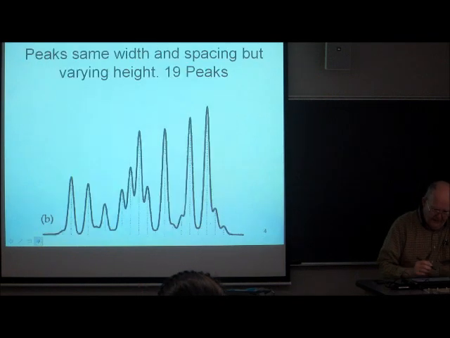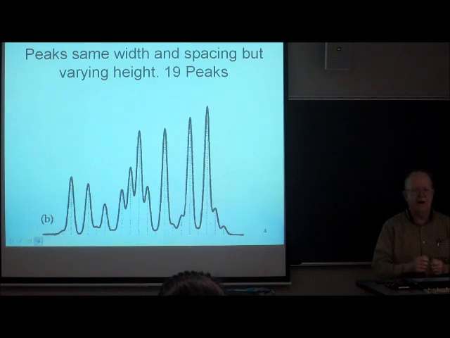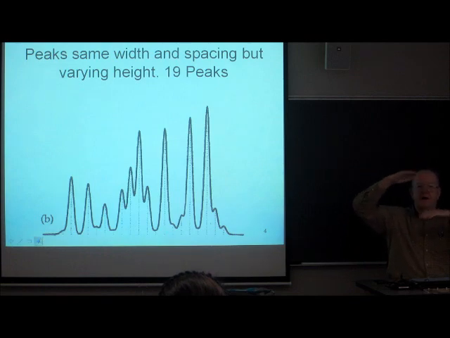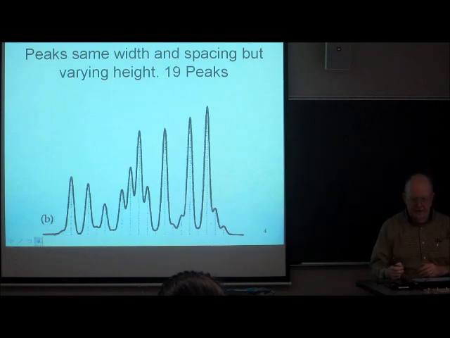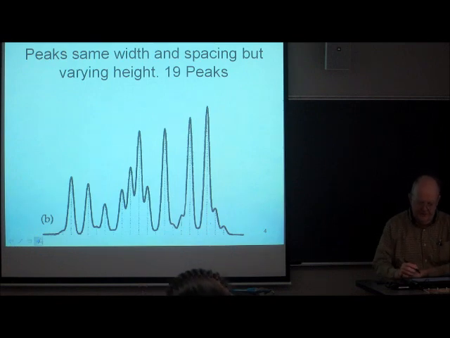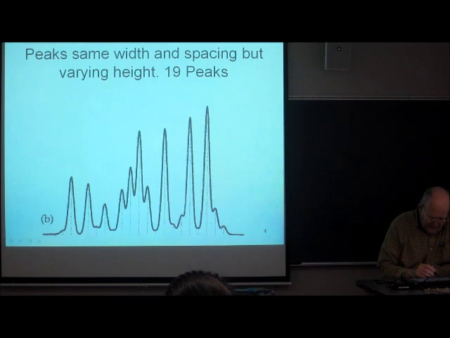Now, what happens if I keep the widths of the peak constant and I keep the spacing the same, but simply allow the peaks to have different heights. Well, if you do that, then of course the peaks that you plot are going to have different heights, but they're also going to overlap to such an extent that you might not even be able to count a peak. But in this case, there is something like 19 peaks which can be resolved. And each of these vertical lines corresponds to the position of a peak maximum.